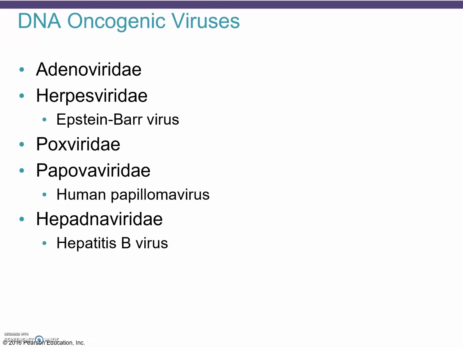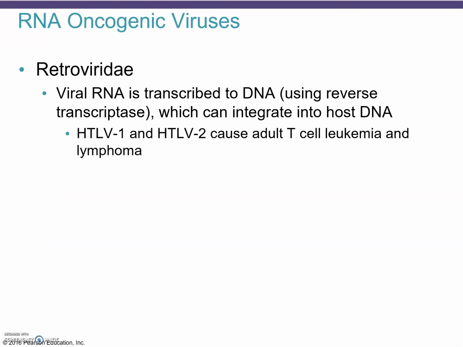The human papilloma viruses are exclusively the source of cervical cancer in women, and luckily there is now a vaccine available. Hepadnaviridae, the hepatitis B viruses, can cause liver cancer, of course. Here's one more category of oncogenic viruses. Those are RNA viruses, the Retroviridae.